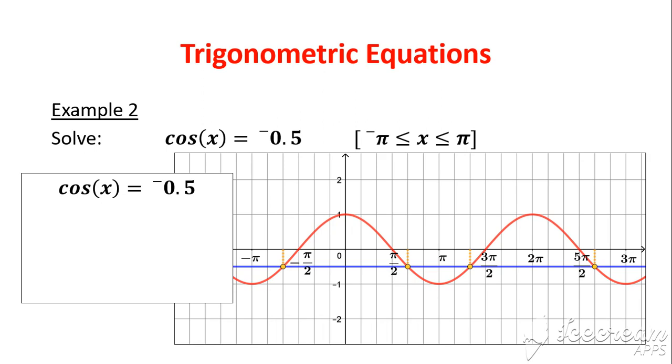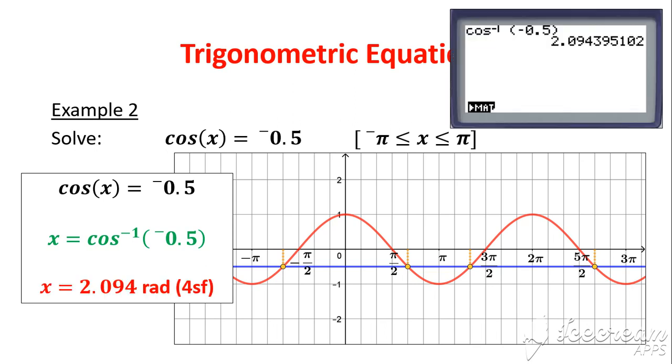Right, cosine x is equal to -0.5. Let's take the inverse cosine of -0.5. Grab my calculator. I'm working in radians, so set your calculator up in radians to get my first solution of 2.094 radians, which I've rounded to 4 significant figures.